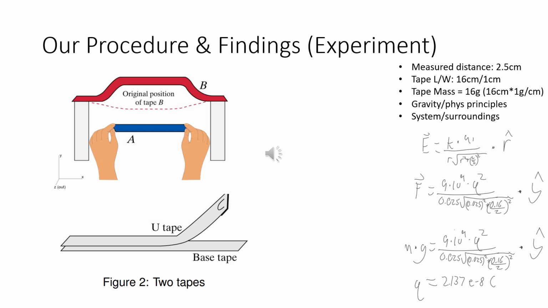So I'm going to skip over the procedure, though I gave you the diagrams and the values that we got for mass and length and r, which is distance. The key thing here are the findings of the experiment, like hand calculations for the charge of the top piece of tape. We already have our formula that I showed you in the physics principles, k times q1 over r times root r squared plus l over 2 squared times r hat. That's for the electric field on a distributed rod. And so we plug that into the force equation by multiplying that number by q again, and we get q equals 2.137 E-8 coulombs.